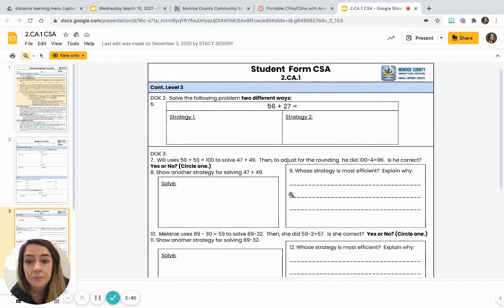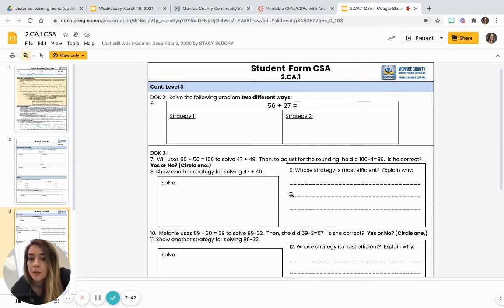All right. Then on the back of your paper, we're up here. And you're going to do the same thing. So the problem is 56 plus 27. You're going to choose 2 of the 4 strategies that we've talked about for addition. And you're going to show me one way to solve it here and one way to solve it here. All right.